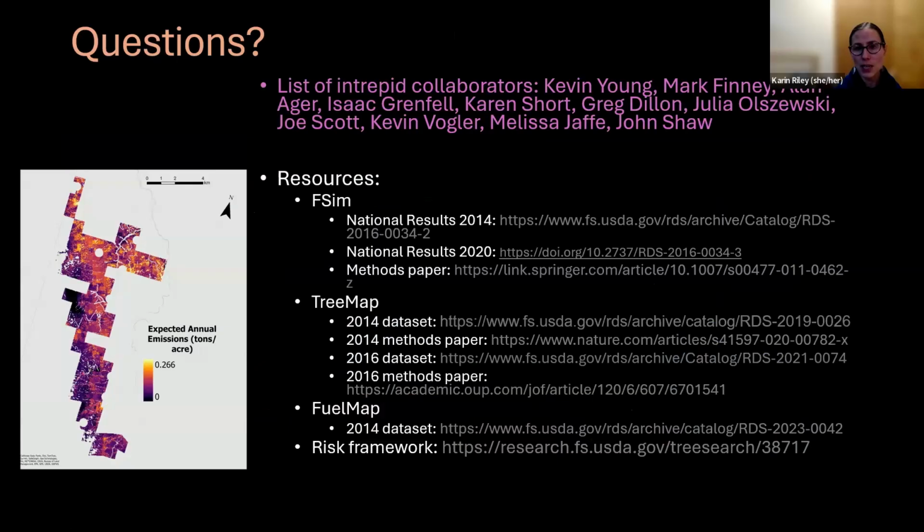Those are both on the FSim outputs and then on the work that was needed to translate this into carbon units. There's also a big list of resources for you here if you're interested in any of these data sets. That includes not only the FSim data sets, but the TreeMap and the FuelMap. If you're interested in reading more about that risk framework and how it's applied, I've also put that link there as well.